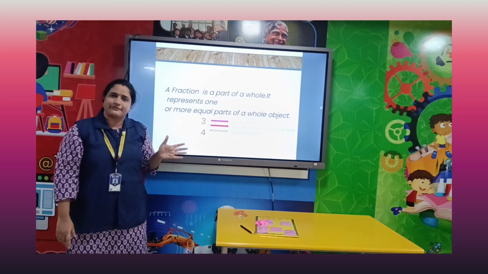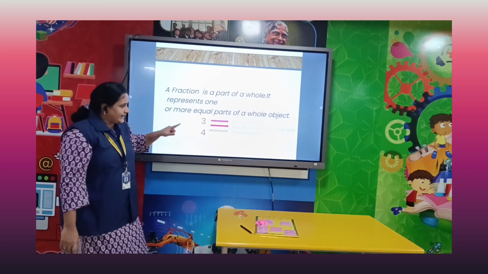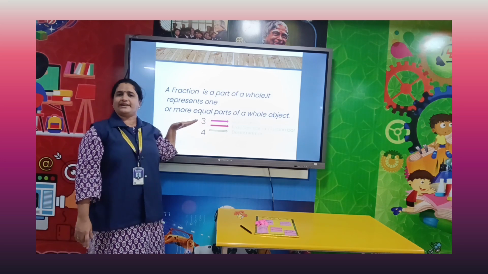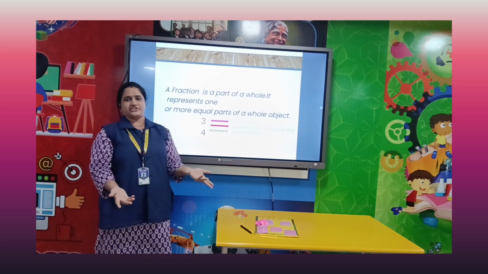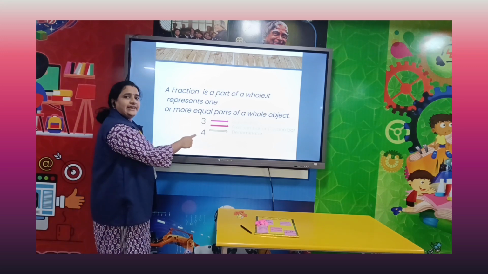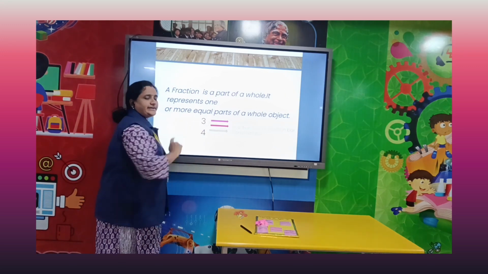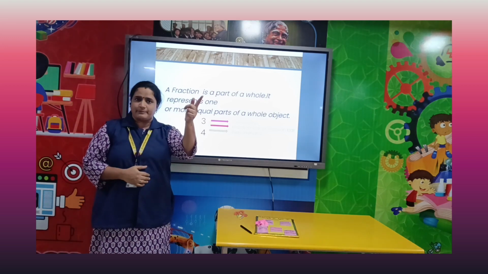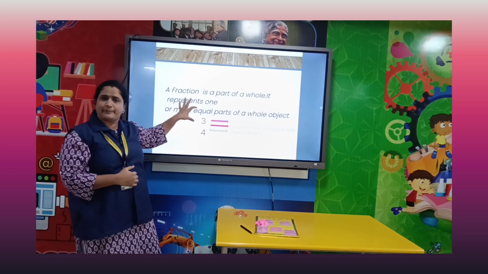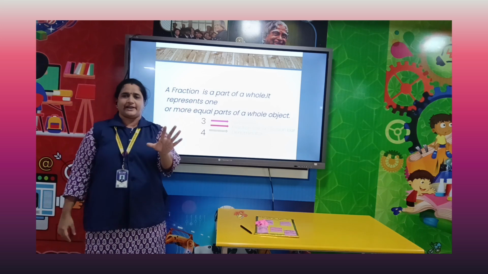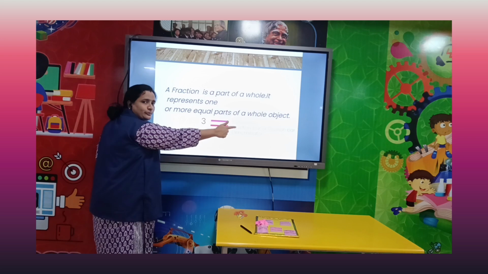Usually, we denote a fraction by two numbers, one at the top and one at the bottom. In the middle, we have one line. That is called the fraction bar or a division bar. Here I gave you one example: 3 by 4. 3 is the numerator, the number at the top. The number which is present at the top is called the numerator.